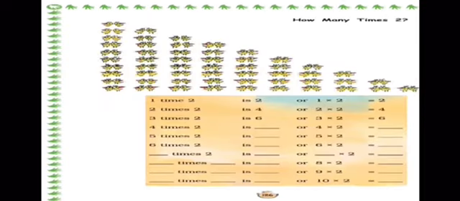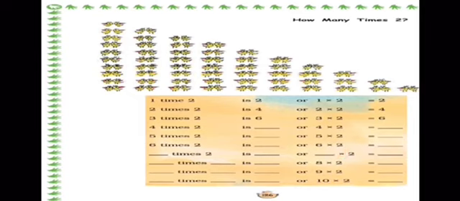Page number 126. 1 times 2 is 2, or 1 2s are 2. 2 times 2 is 4, or 2 2s are 4. 3 times 2 is 6, or 3 2s are 6. Now 4 times 2 is 8, or 4 2s are 8. Now 5 times 2 is 10, or 5 2s are 10. 6 times 2 is 12, or 6 2s are 12.